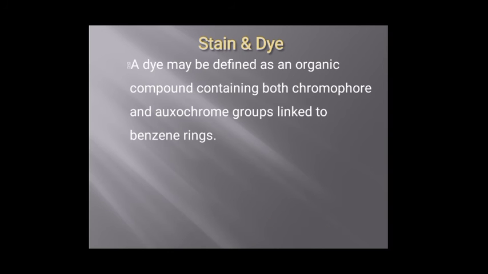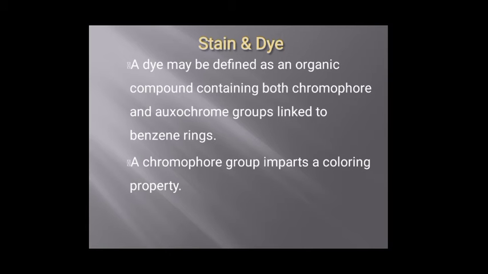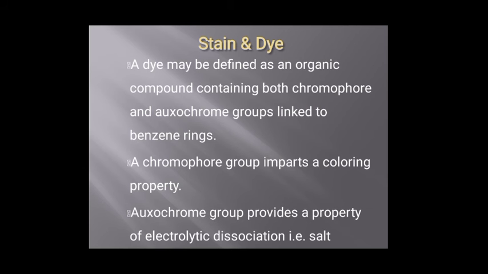Now, a dye may be defined as an organic compound. Here again we can say that a stain is an organic compound which contains both the chromophore and oxochrome group linked to a benzene ring. That means to become a stain, the presence of both chromophore and oxochrome group is important. The chromophore group is responsible for imparting the coloring property, and the oxochrome group provides the property of electrolytic dissociation, that is, the salt forming ability to the compound.